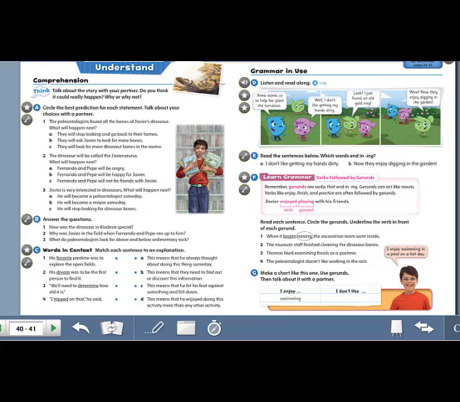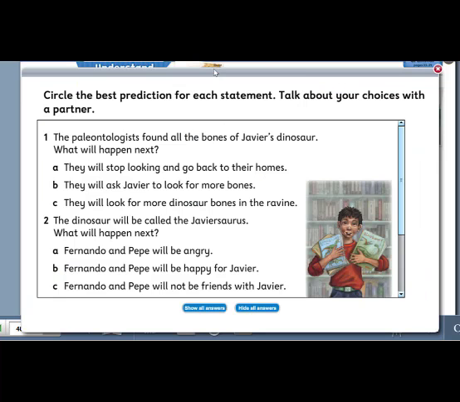Now please open page 40 and 41. Let's think together. Talk about the story with your partner. Do you think it could really happen? Why or why not? I want you to think about these questions and write your answers in the comments below. Now, exercise A. Circle the best prediction for each statement. Talk about your choices with a partner. Now, I'll give you 2 minutes to finish answering these questions. Then get back.